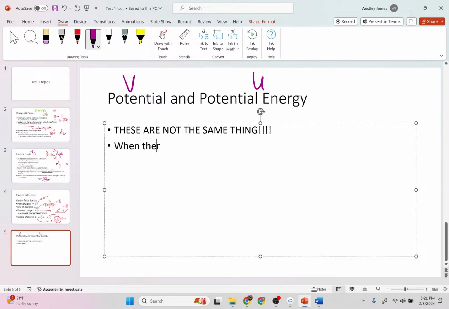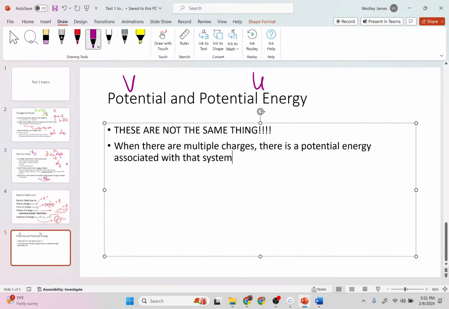So, charges have energy stored when there are multiple charges. There is a potential energy associated with that system. Sounds real fancy. It just says if you have multiple charges, they have stored energy. They want to do something. They have this potential to them. You got 2 positive charges, they want to repel. You have a positive negative, they want to attract. There's an energy, like, they want to move.